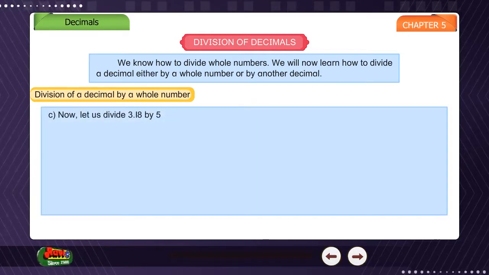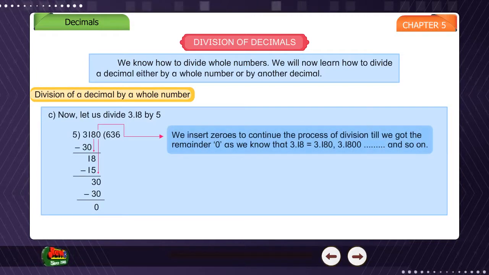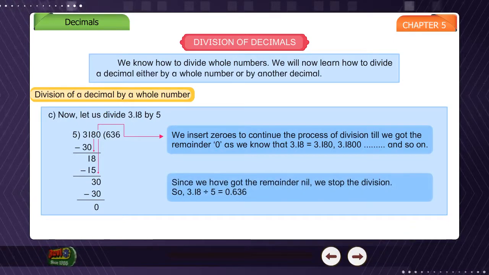C. Now let us divide 3.18 by 5. We insert zeros to continue the process of division till we get the remainder 0, as we know that 3.18 is equal to 3.180, 3.1800 and so on. Since we have got the remainder nil, we stop the division. So 3.18 divided by 5 is equal to 0.636.